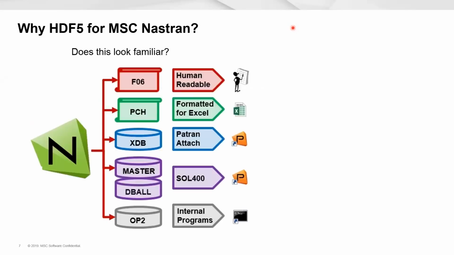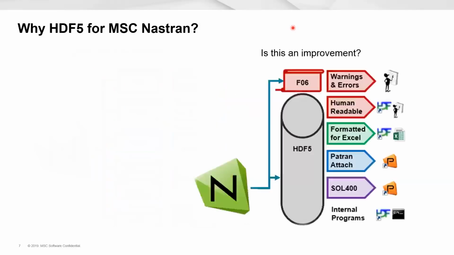So you can land up with a lot of data artifacts, right? You've got one input file, let's say, and you can land up with a text file and an XDB and a master DBALL. All of a sudden you have a whole bunch of artifacts to keep track of as a follow-up. And if you think about HDF5, that same process really has just two output files: the F06 that would have errors and warnings and maybe some small modicum of text, maybe some key variables that you want to have them review. But then everything else, you have the HDF5 file.